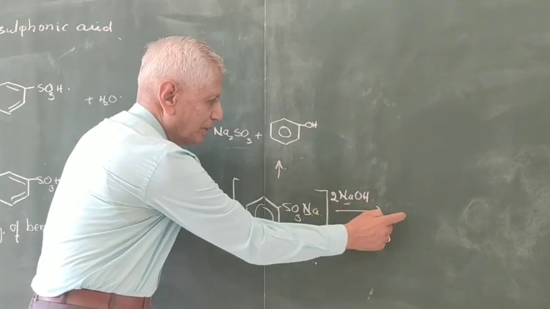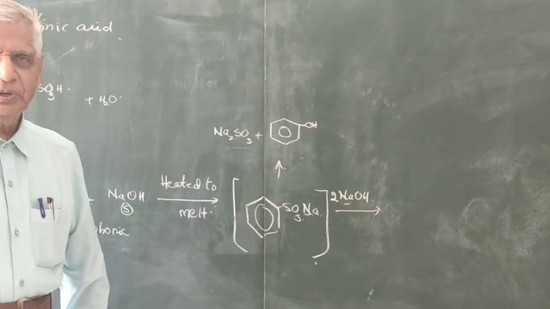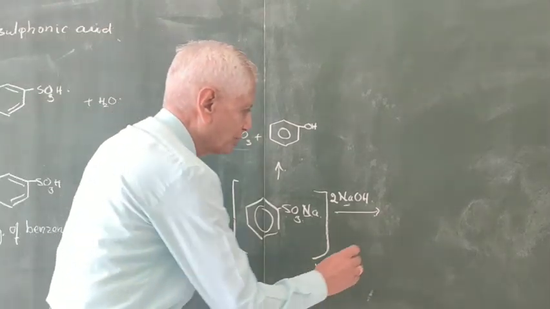Therefore, what is the compound obtained here? Not directly phenol. What is obtained? Sodium salt of phenol.